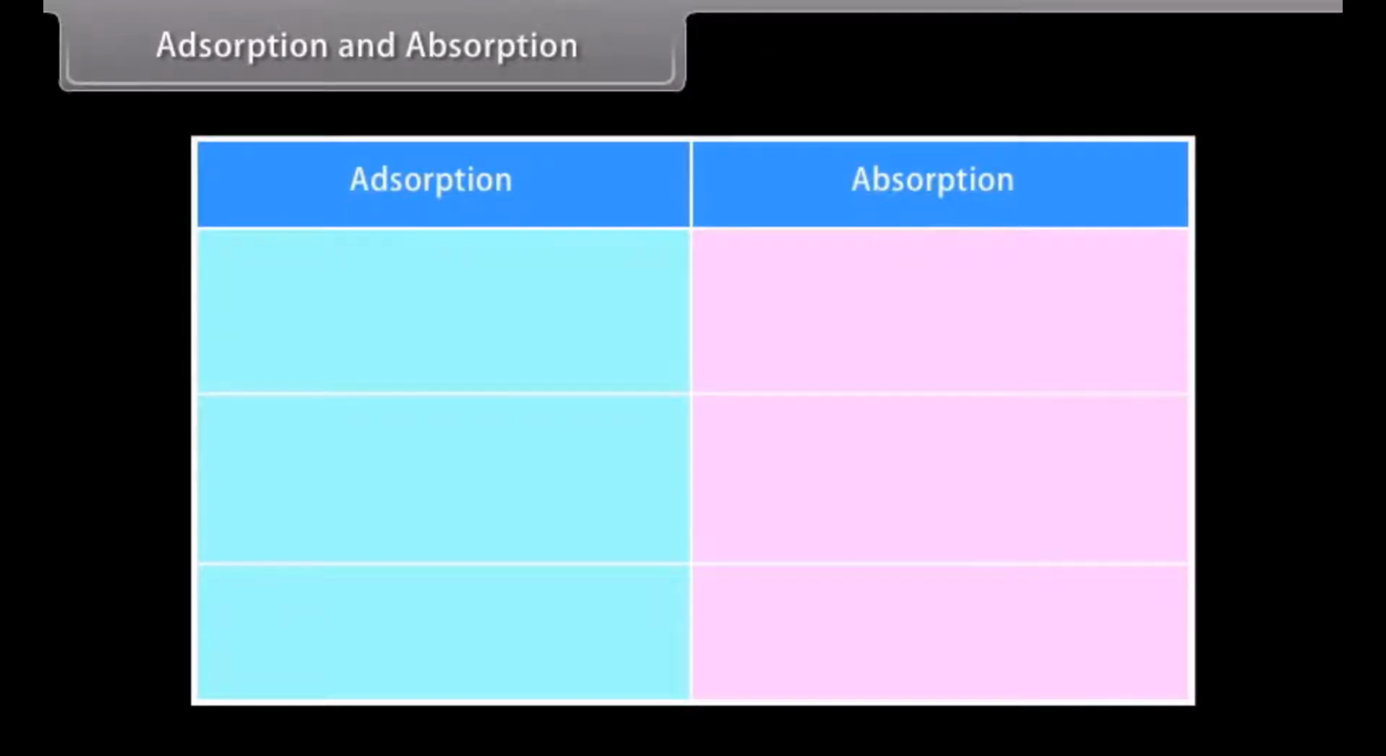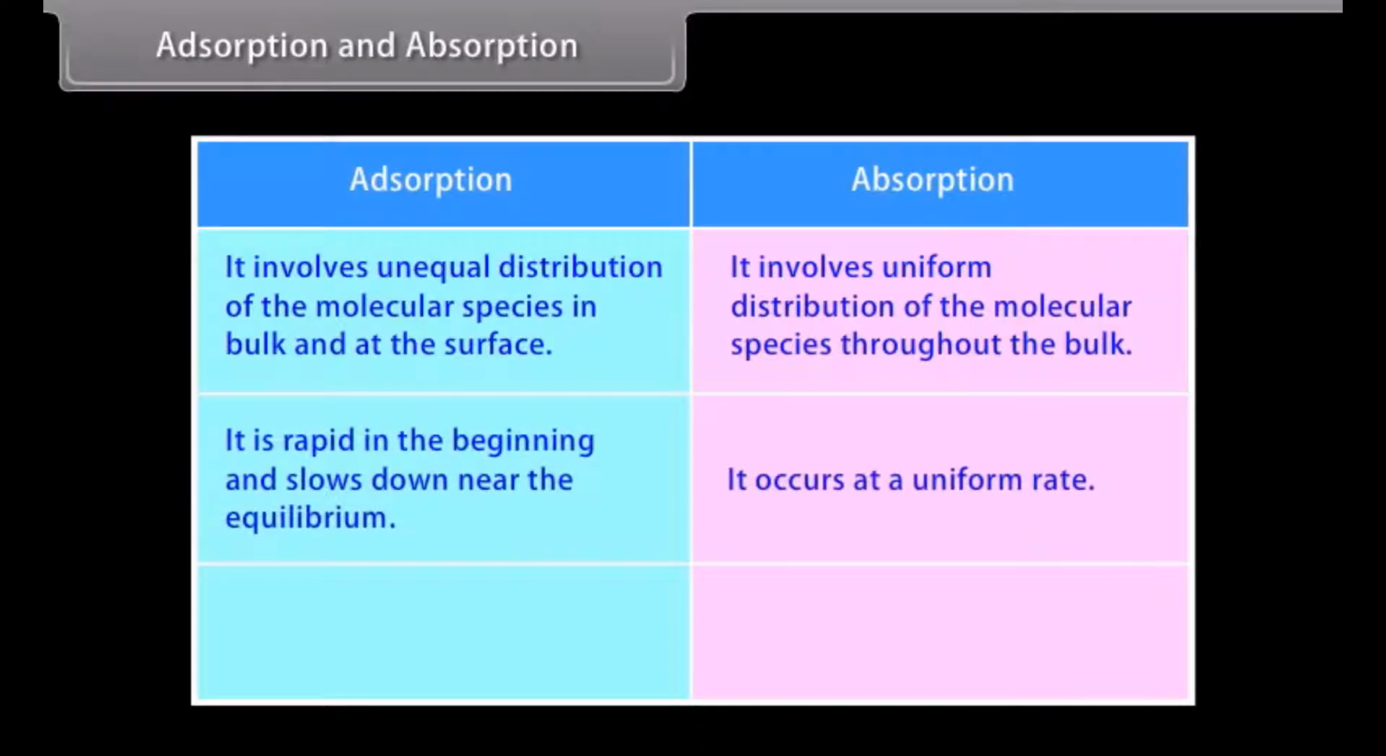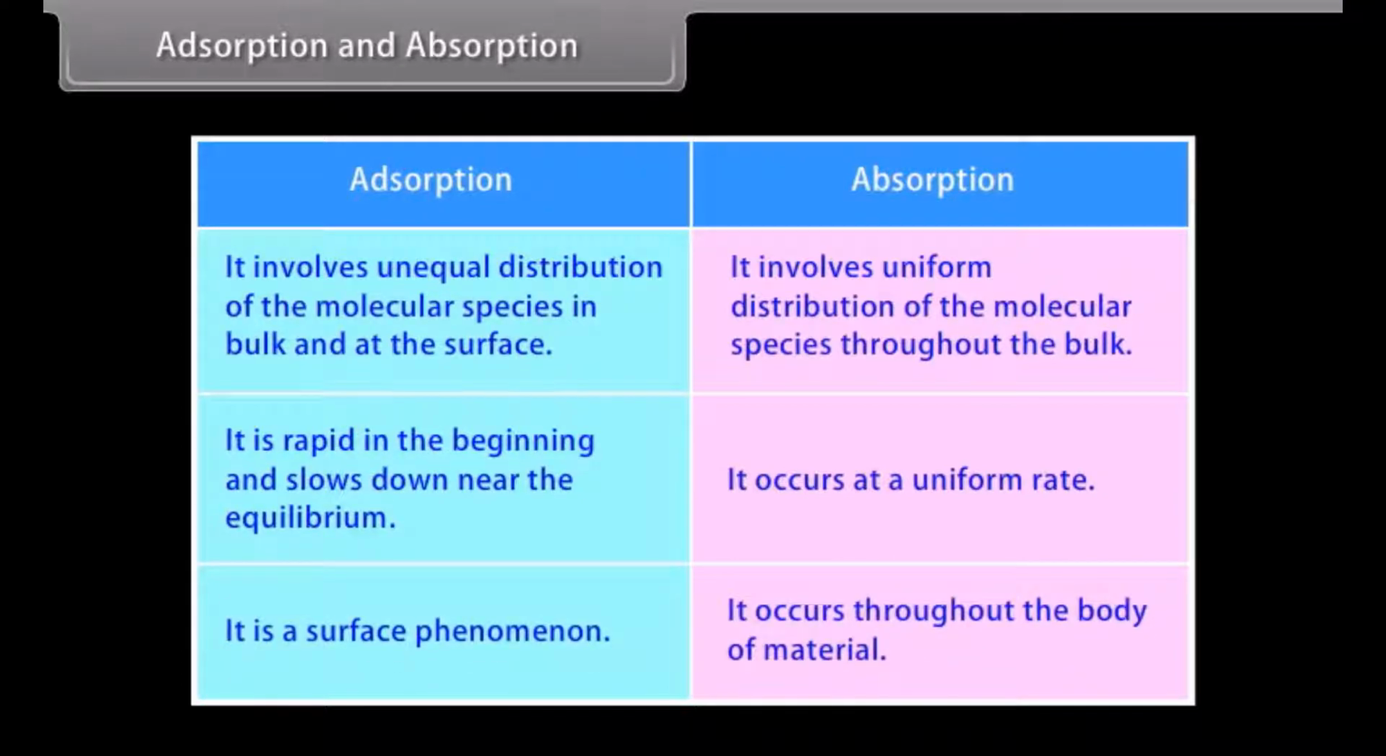Let's make some important differences between adsorption and absorption. Adsorption involves unequal distribution of the molecular species in bulk and at the surface, whereas absorption involves uniform distribution of the molecular species throughout the bulk. Adsorption is rapid in the beginning and slows down near the equilibrium, whereas absorption occurs at a uniform rate. Adsorption is a surface phenomenon, whereas absorption occurs throughout the body of material.